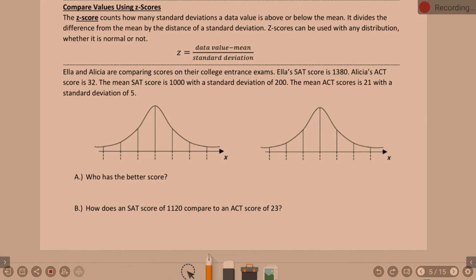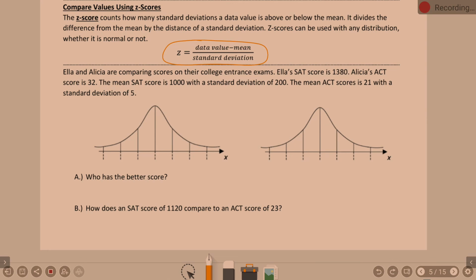When we talk about z-scores, how we will use z-scores: z-scores give us a way to compare two sets of information that are not the same. The z-score counts how many standard deviations a value is above or below the mean. So I could be looking at two totally different sets of information and compare: that person has a score 2 standard deviations above the mean, and this person's score is 1 standard deviation above the mean. That's what the z-score tells me, where the score is in relation to the mean and standard deviations. Z-scores can be used with any distribution, whether normal or not. The math is very easy: the data value minus the mean, divided by the standard deviation.